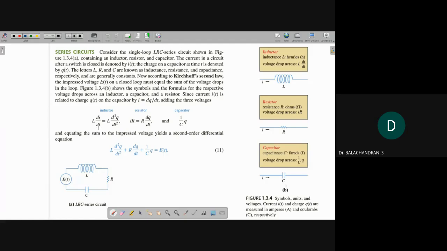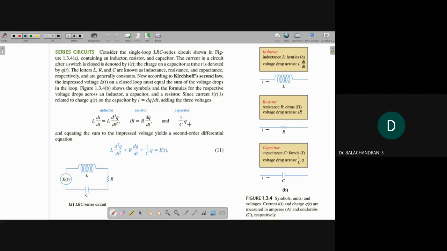But what is the relationship between I and Q? I equal to dq by dt, or Q equal to integral I dt. Using I equal to dq by dt, L into di by dt can be written as L into d square q by dt square. Similarly, R into I is R into dq by dt, and this is q by C.